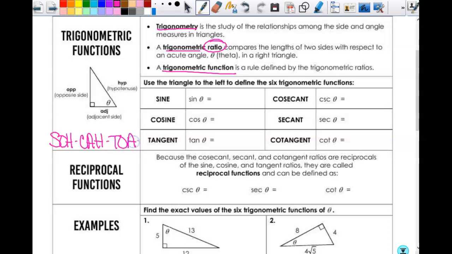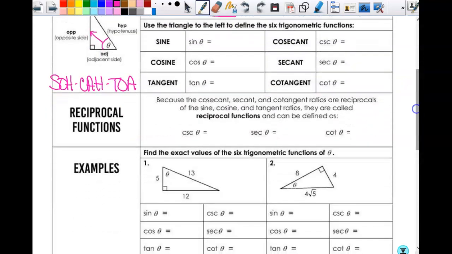SOHCAHTOA. SOHCAHTOA. And then we always label our triangle according to the acute angle that we are using. So that's the opposite. Hypotenuse is across from the right angle, and then the adjacent side. Okay? All right, so let's look at what we know and then what we're going to learn.